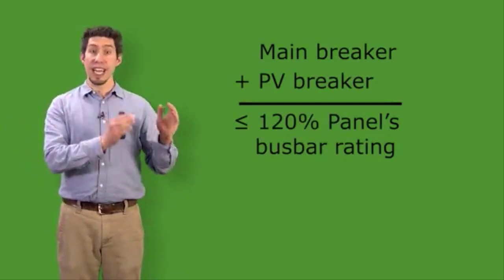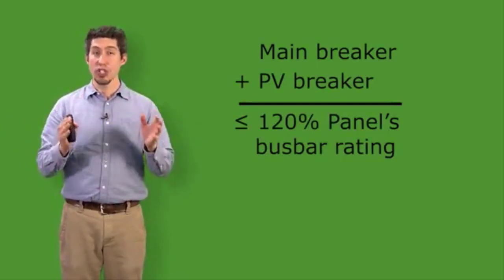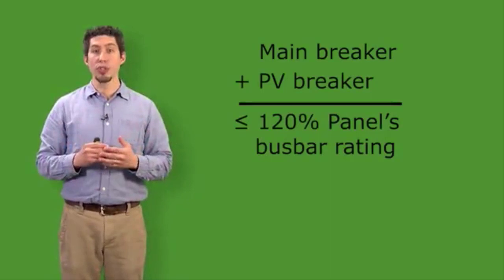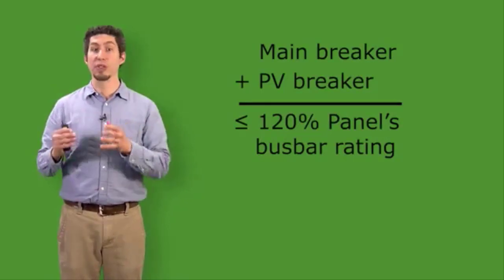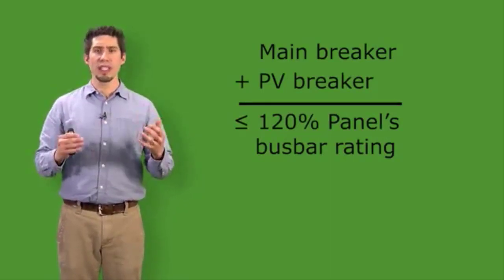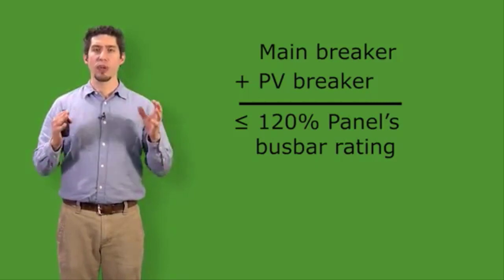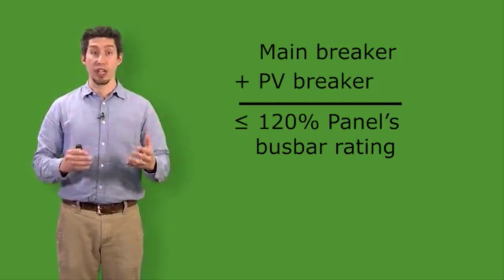One of the important ones for planning purposes is that the sum of the main breaker and the photovoltaic breaker must be less than 120%, or 1.2 times, the rating of the electrical panel's bus bar. We'll go over this aspect as well as other electrical pieces in subsequent lessons on electrical requirements.